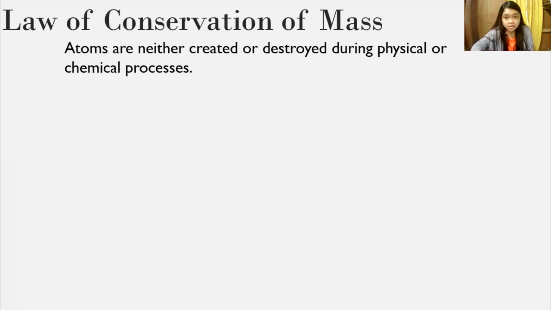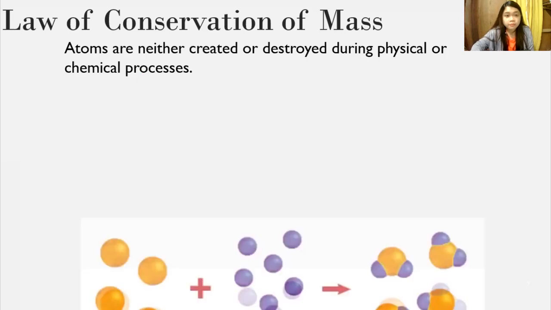So in this law of conservation of mass, it simply means that the total mass of a substance present at the end of a chemical process is the same as the mass of those substances present before the chemical process or the chemical reaction takes place. So we will be looking into the masses of the substances involved.